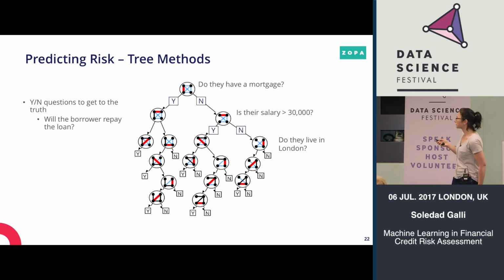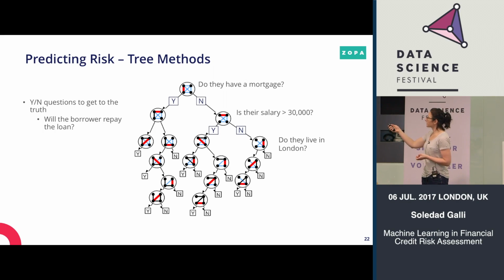Trees are basically a series of yes/no questions that you ask on your features. So for example, here we can ask our customer, does this customer have a mortgage? If the answer is no, we take them through the right branch, and we ask the following question, does this customer earn more than 30K per year? If the answer is no, we take them again through the right branch of the tree, and we ask the following question, do they live in London? This is all created data. This is not real, by the way.